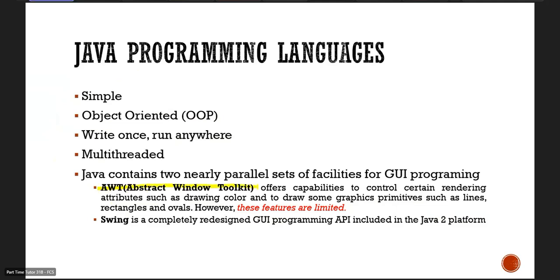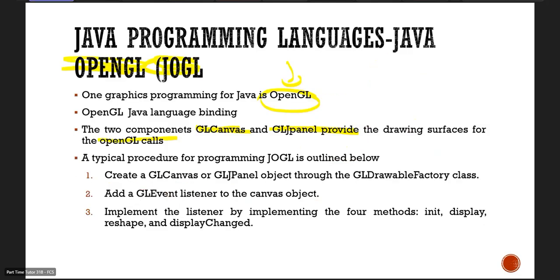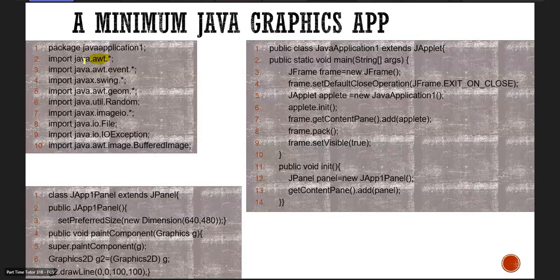We are talking about this package. If you want to change the color, draw a rectangle, draw ovals, or a rounded-corner rectangle, so if you want to draw some simple shapes, we can use the AWT. That's why you have import java.awt. So I can use the event.